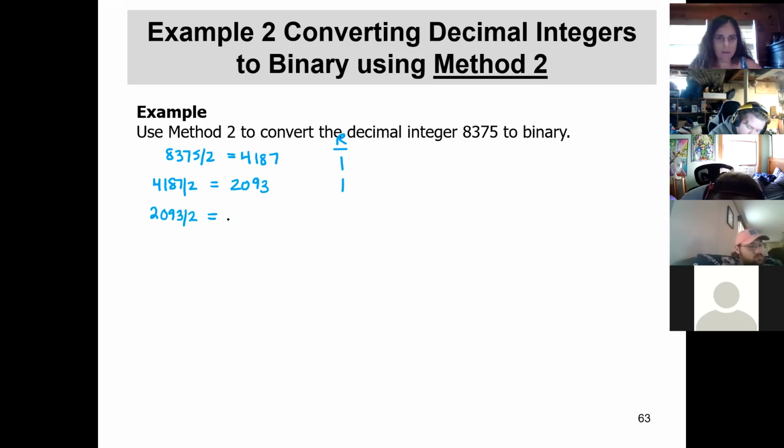That's going to be 1,046 with a remainder of 1. I'm going to take the 1,046 divided by 2. That's an even number, so I won't have a remainder. This is going to be 523, so I don't have a remainder on this one.